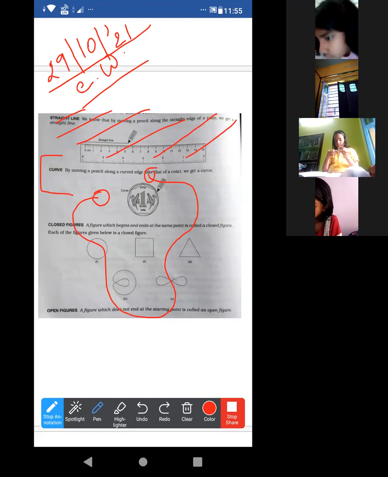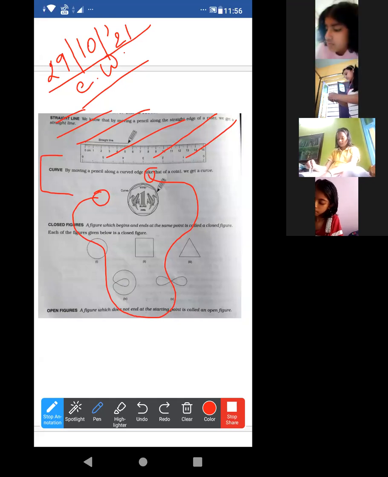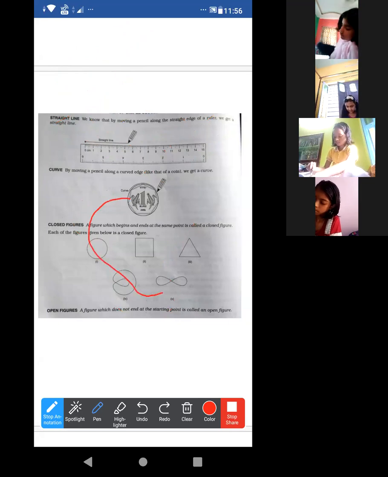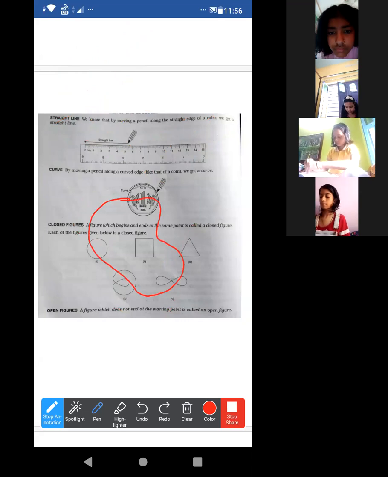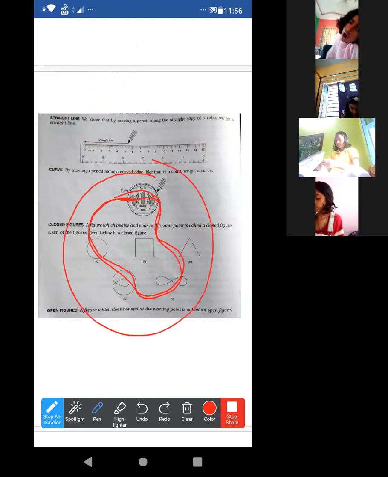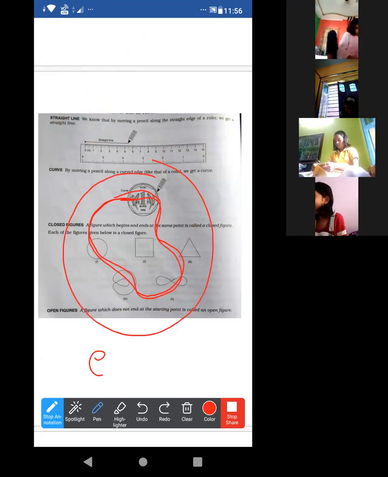Closed curve, open curve, okay? Basically, closed figure, open figure. Curve means if we join this one, look at this. This one, we have joined too. Yes or no? All of you just shake your head. Okay, this means this is joint. Is there any gap of this curve? No, na? That means this is called closed curve. Got it? Closed.